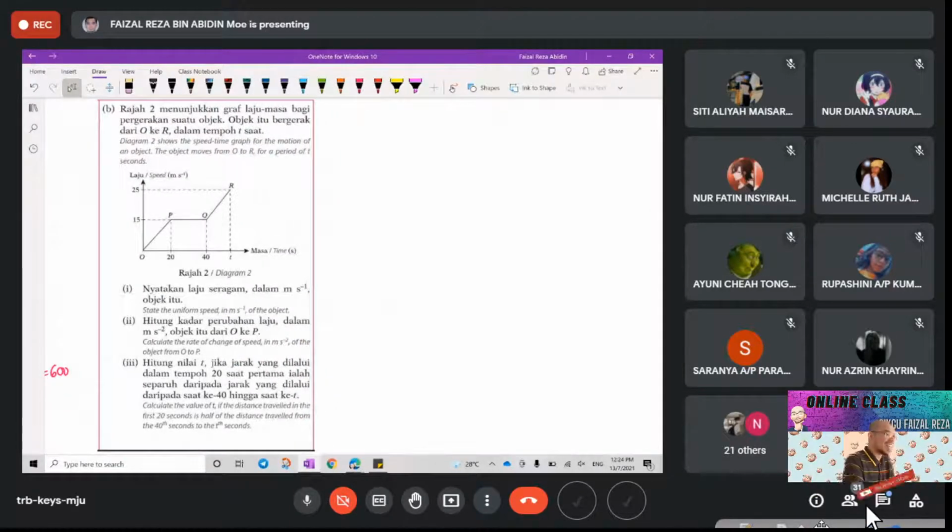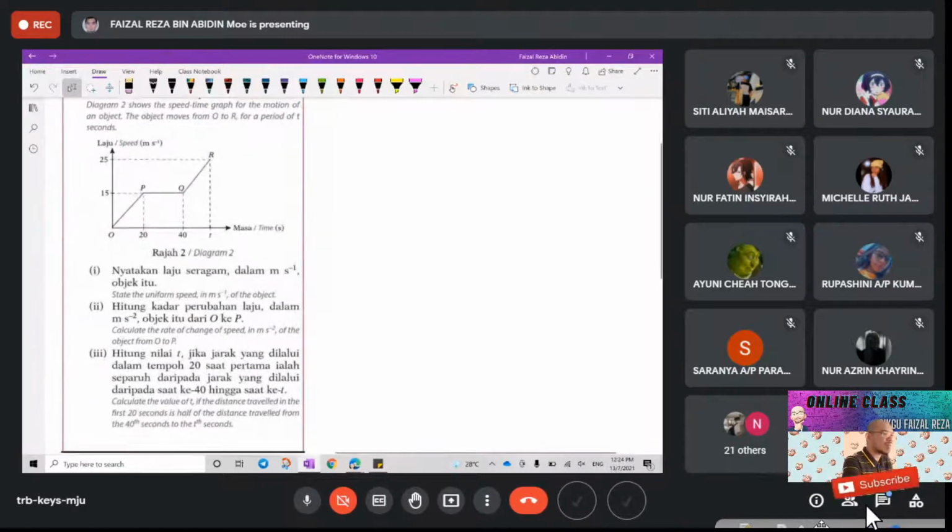Okay, the diagram shows the speed-time graph for the motion of an object. The object moves from 0 to R for a period of t seconds. State the uniform speed. Where is the uniform speed? There, 15, right? Here is our uniform speed. So it's going to be 15 meters per second.